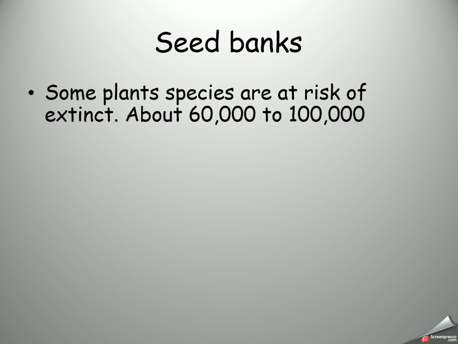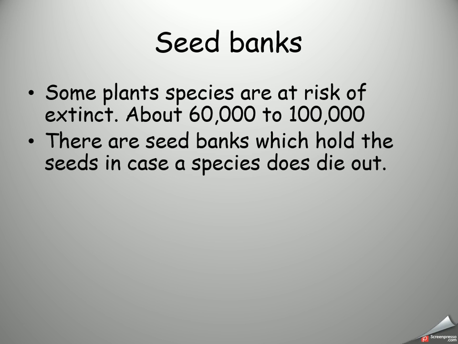Okay, now seed banks. Plant species are also endangered at becoming extinct. There are about 60 to 100,000 species that are actually endangered right now. So there are special seed banks, where we put the seeds in jars and we keep them there just in case that species does die out, we can bring it back.